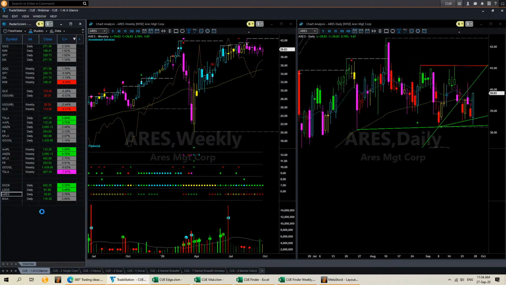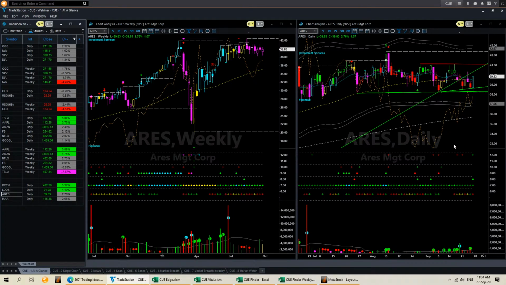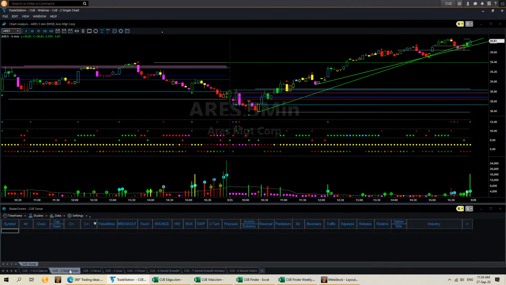Next stock we found from QFinder, ARES. Again, it bounced up from multiple trendline support. Had a bullish pressure by the end of the day. Let's check from fine-tune chart if it indeed gave a low risk entry, and it gave. This was early high, this was early low.